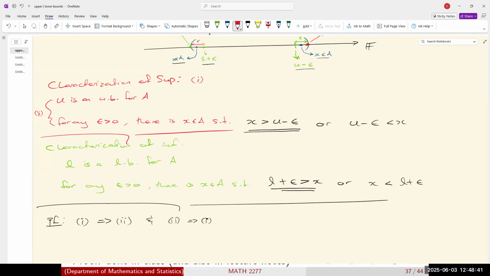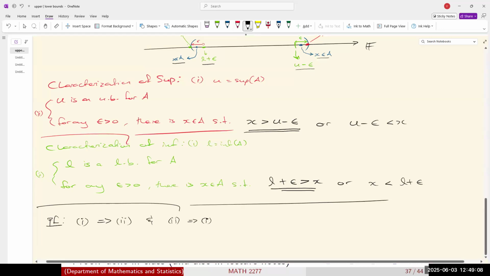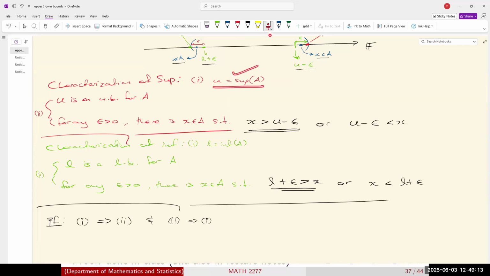And condition 1 is U equals the supremum of A. And over here, condition 1 is L equals the infimum of A. And this entire thing together forms the second condition. Okay, so both of them together was the condition. Okay, so I want to prove 1 implies 2. So 1 is U is the supremum. I'm going to assume this is true. And I want to show this, and I want to show this.